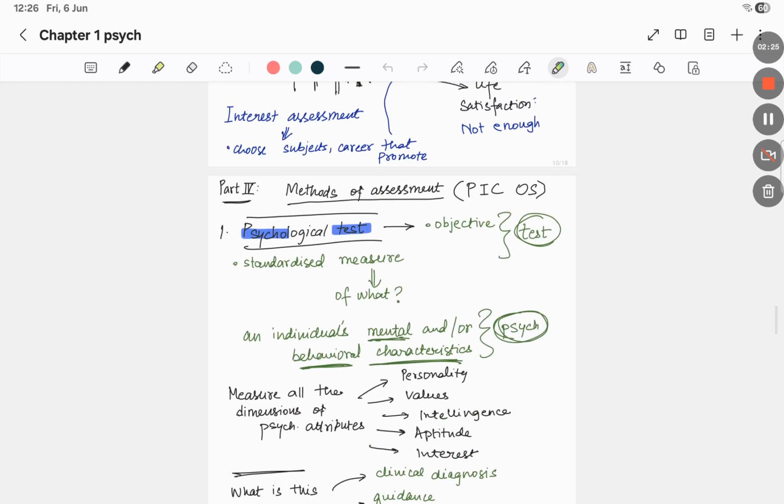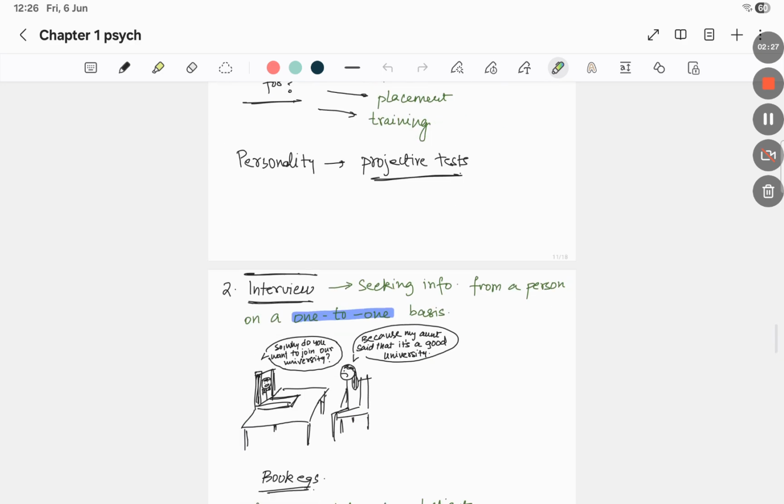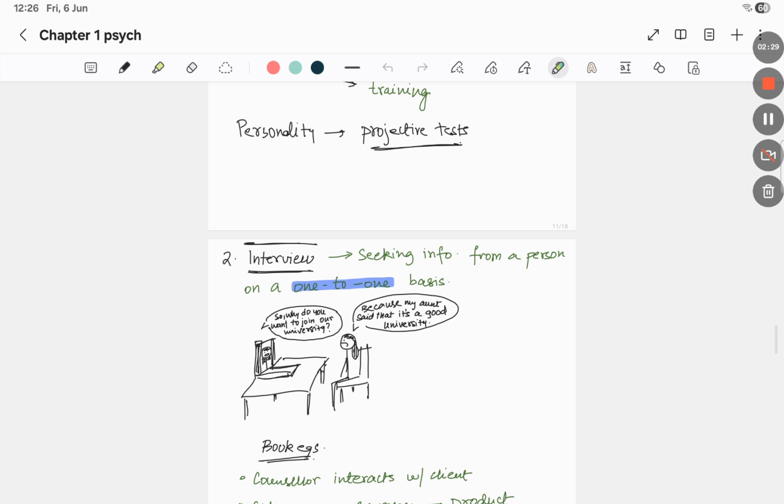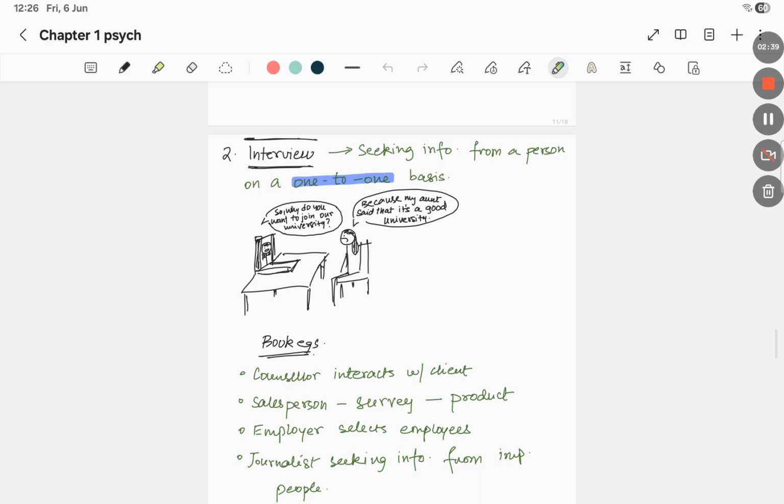Second, we have I in PICOS, which stands for interview. So what do you typically think about when you think about an interview? You tend to think about an individual going for a job interview, for an internship, for a college interview. So you seek information from a person on a one-to-one basis. So it's just you and the interviewer or a panel of interviewers, right? So you seek information from an individual on a one-to-one basis, usually one-to-one.